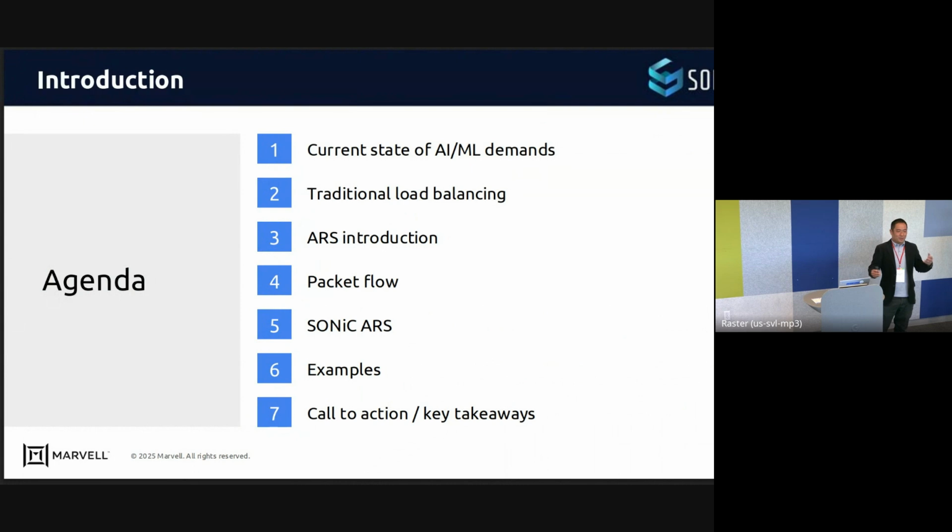Basically, today we're going to go over the current state of AI/ML workloads, the gaps that traditional load balancing has, and how ARS fulfills those gaps. We're going to go over some of the packet flow and the design within SONiC for ARS, as well as a real world example of how we showed it in our lab, as well as some key call to action and key takeaways.